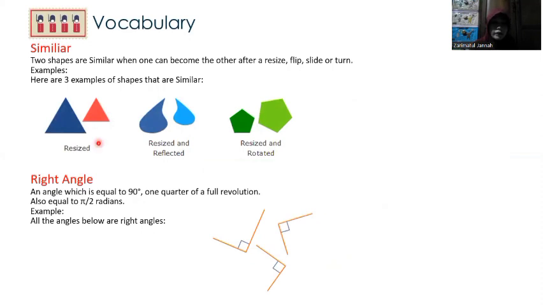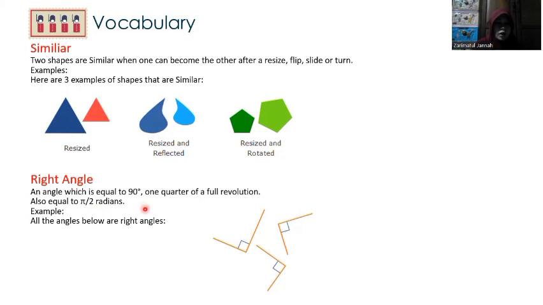Similar. Two shapes are similar when one can become the other after a resize, flip, slide, or turn. For example, here are three examples of shapes that are similar. The first is similar triangles, resized and reflected, and resized and rotated. Similar is sama bentuknya in bahasa.